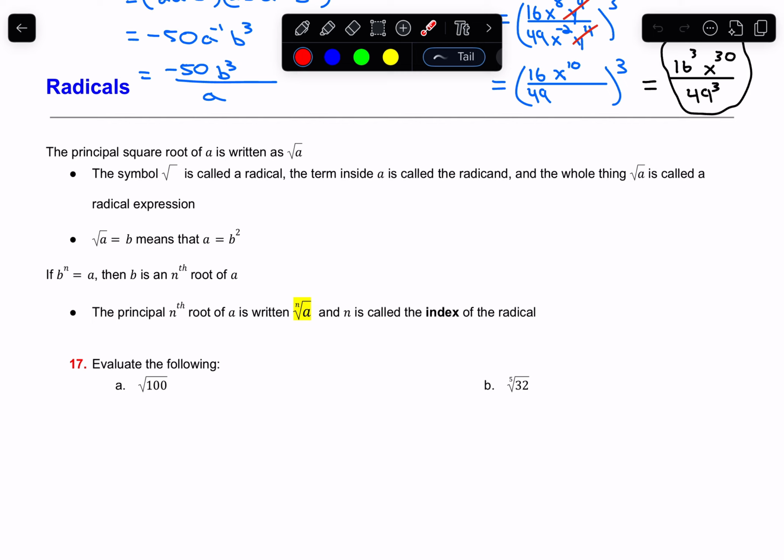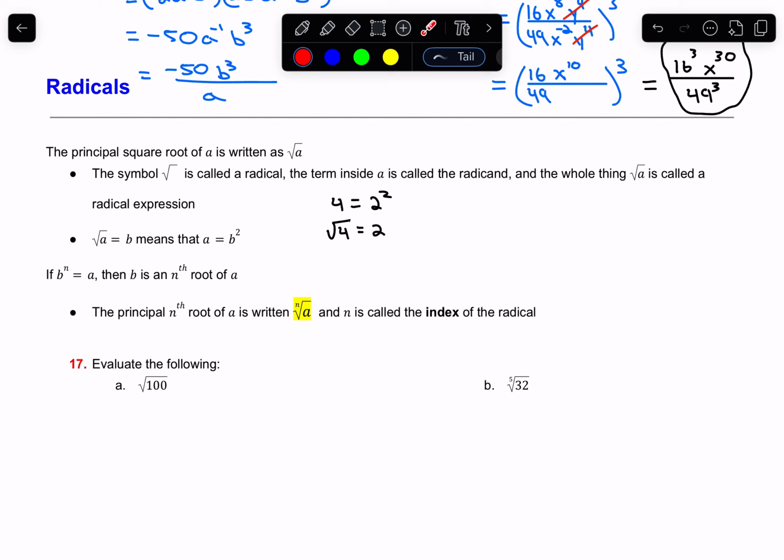Okay, so now if square root of a equals b, this means that a is equal to b squared. Okay, so for example, if we have that 4 is equal to 2 squared, we would say that the square root of 4 is equal to 2.